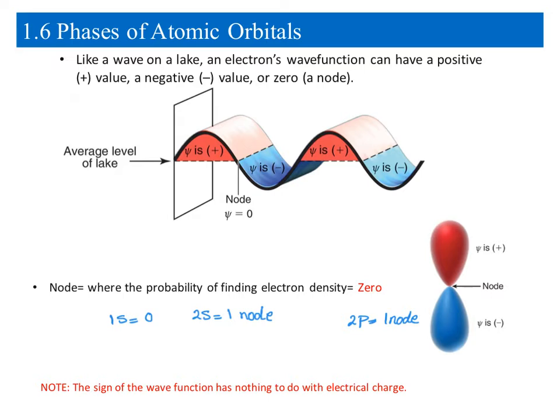I want to emphasize that this positive and negative sign, they do nothing with electrical charge. These signs, it is only for you guys to understand the phase change, to understand that this part of the orbital has a different phase comparing to this part of the orbital. These positive and negative signs, they are completely different from the positive and negative that we are using to show the charge on molecules. It is just showing the different phases on orbitals.